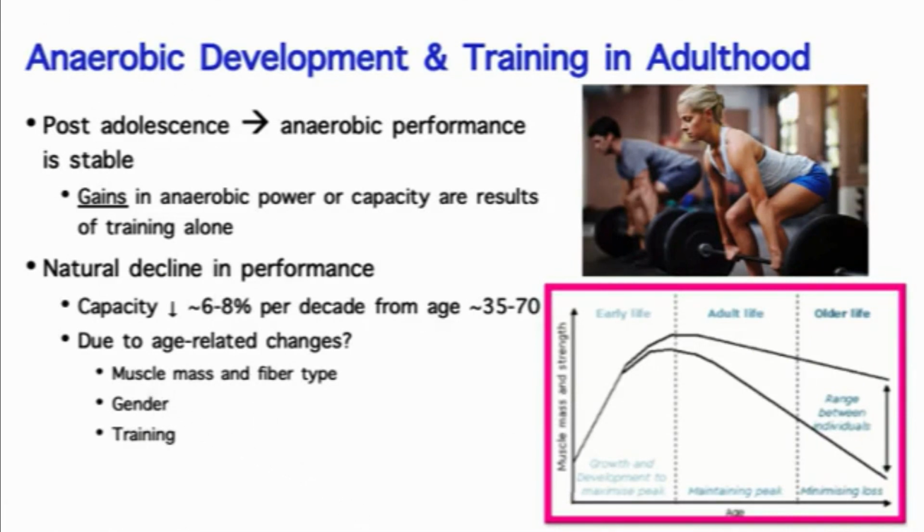There are also gender differences, so the decline in female performance is usually faster than the decline we see in men, especially during the menopause years. This could likely be a result of hormonal changes. And then training is probably our most obvious difference, which I already pointed out in this graph over here.